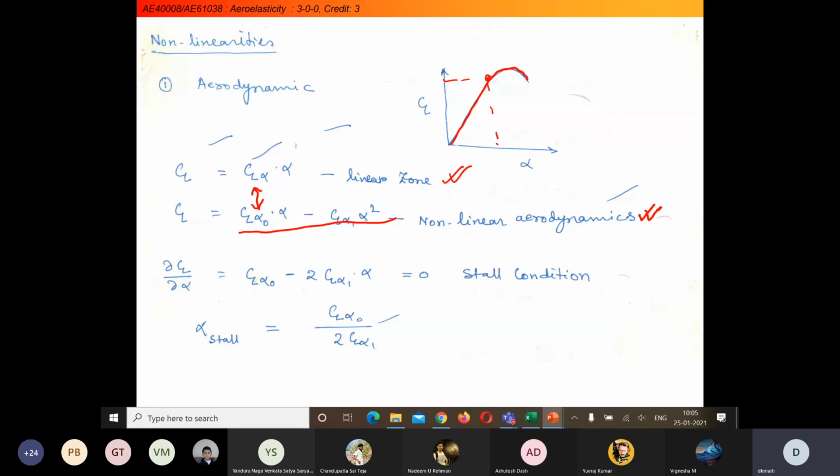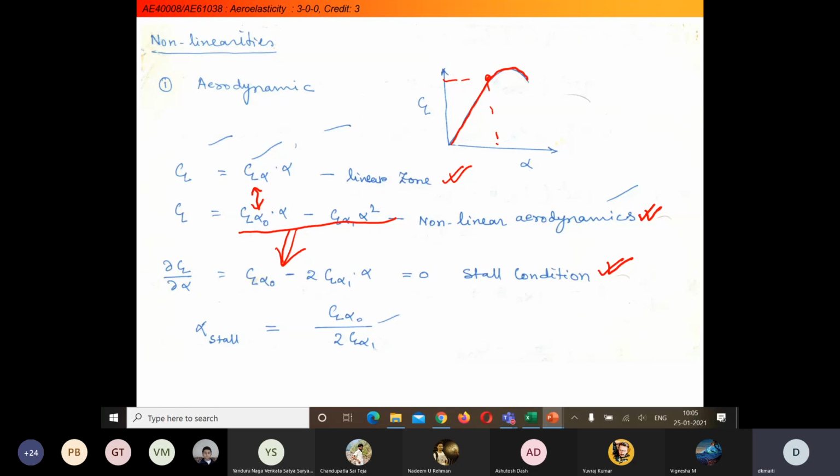So if we take the derivative of this CL, it will come as CL naught minus 2 CL1 into alpha, equal to 0. That means the slope of the curve is 0, which is the stall condition, whatever you have learned in flight mechanics. At that point the slope of the lift curve becomes 0, and from there we can calculate alpha stall.